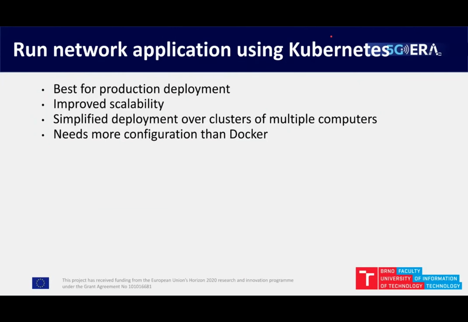So usage of Kubernetes for deployment of the network application is the best way for the production deployment, as it greatly improves the scalability of the network application and makes it fairly easy to scale these network applications over multiple computers. It also simplifies the deployment over clusters of multiple computers, but on the other hand, it needs more configuration than the simple Docker.